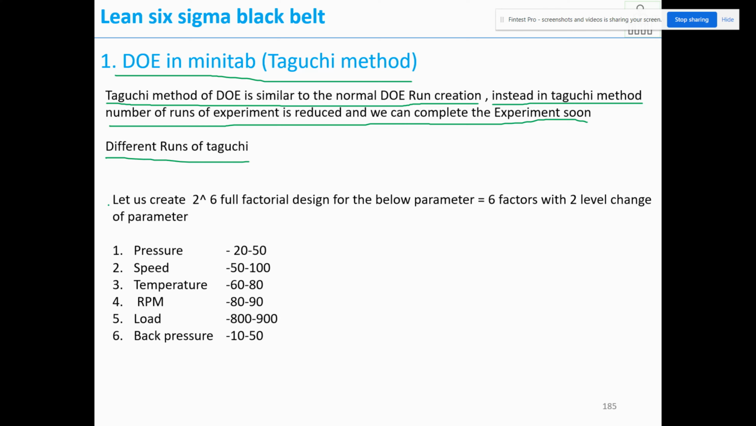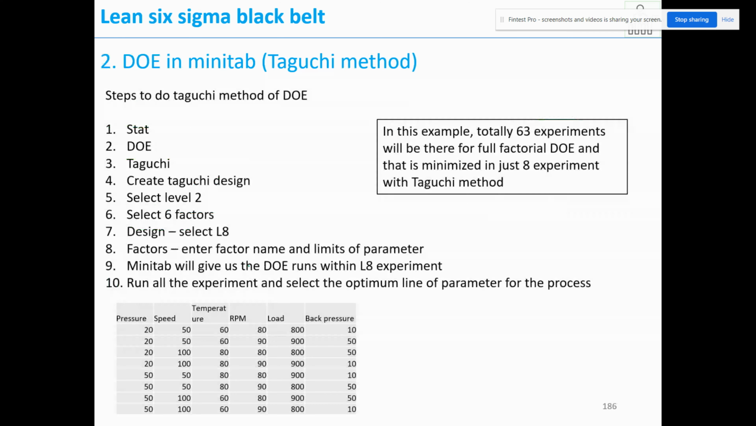Now let us create 2 raised to 6. That means 2 levels we are going to change with 6 factors. This is nothing but parameters. See, 6 parameters are there. These are called 6 factors. Each factor is varied at 2 levels. That's why it is 2 raised to 6. So let us create a 2 raised to 6 full factorial design for the below parameters. So we have 6 factors with 2 levels of change of parameter.